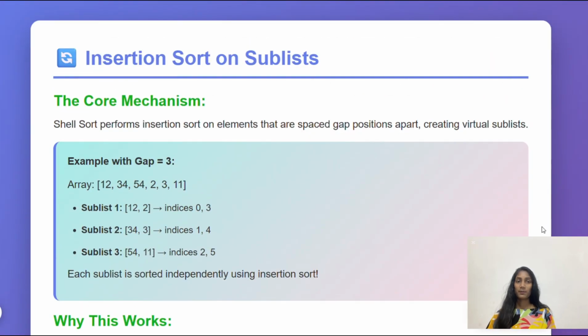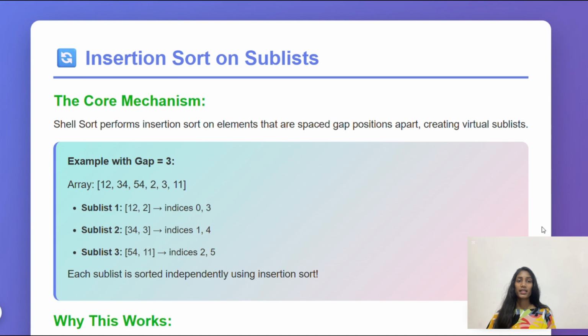Insertion sort on sublists. Now that we understand gaps, let's see how shell sort uses them to perform insertion sort on sublists. Shell sort works by performing insertion sort not on the entire array at once, but on elements that are spaced apart by the current gap. This effectively creates virtual sublists within the array. By sorting these sublists, elements can move large distances early on, which speeds up the sorting process.